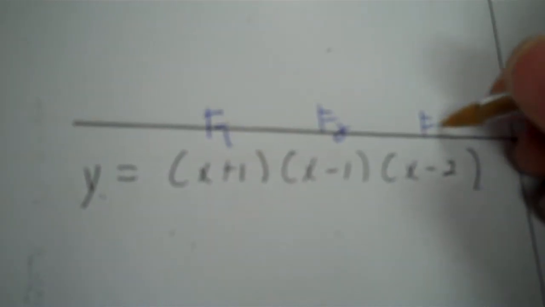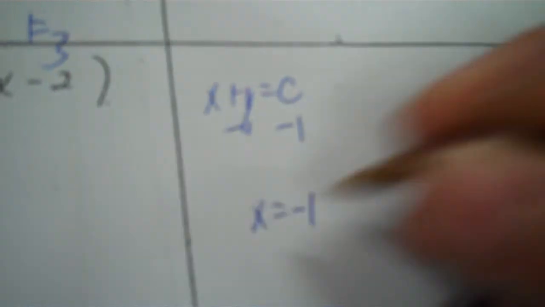Okay, then the next one, F1, F2, F3. Okay, so x plus 1 could equal 0. And you get negative 1. X minus 1 could equal 0. You get positive 1. X minus 2 could equal 0. And you get 2. Okay, so negative 1, 1, and 2. Okay, pause the video now and do 12 through 14. Okay.